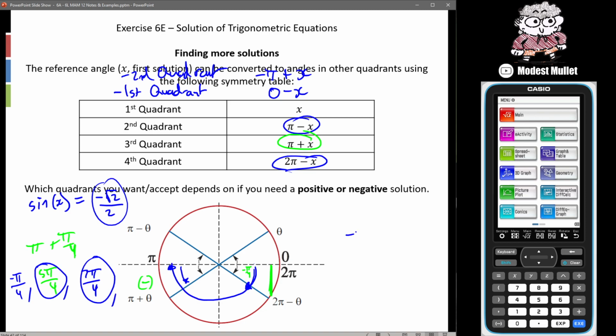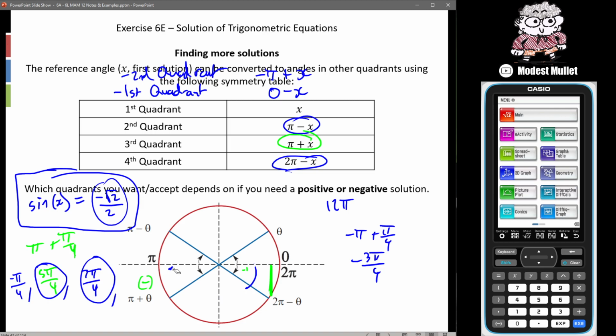So I could have gone to negative pi and then add pi on 4, so that's the same as negative 3 pi on 4. That would also technically give me this requirement. That gives me the required vertical component of negative root 2 on 2. So it turns out there's infinitely many answers. I could go around that circle 6 times if I wanted to. That would be 12 pi.